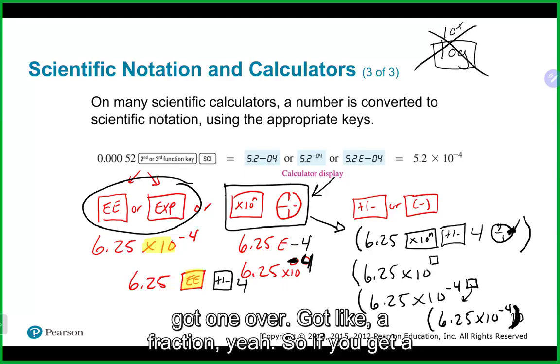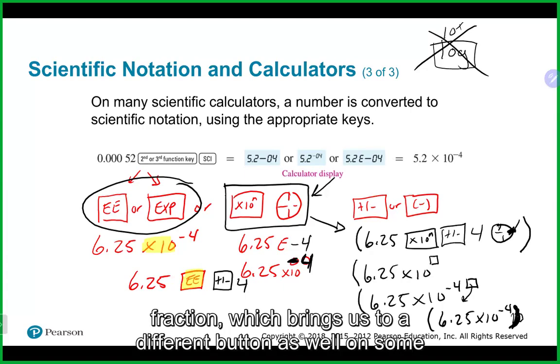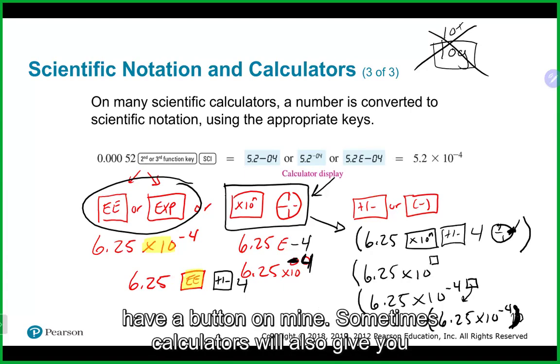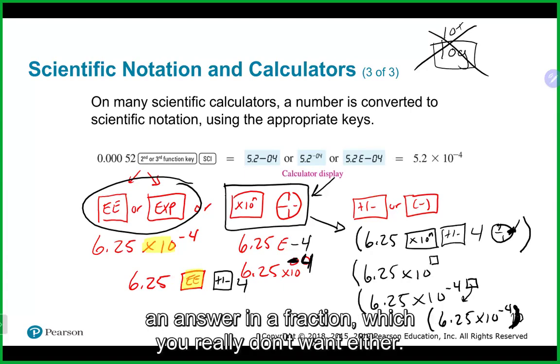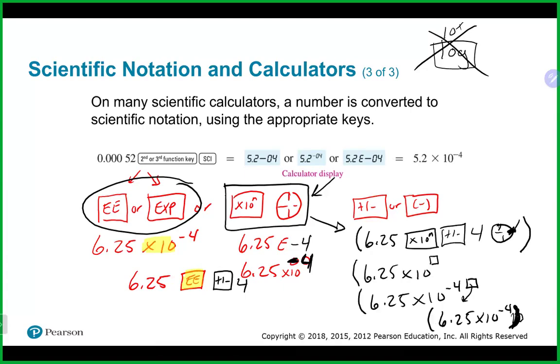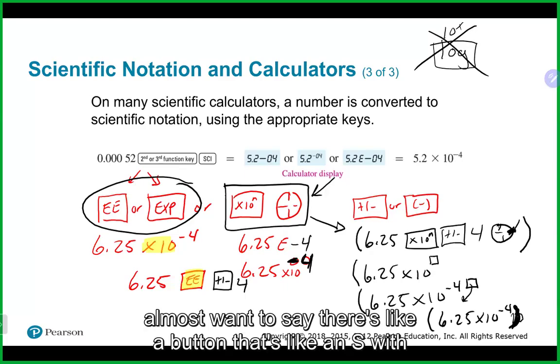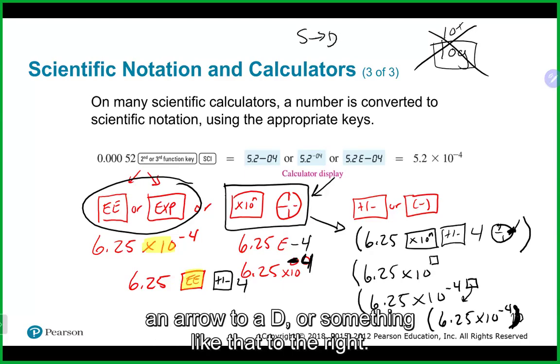You got 1 over, you got like a fraction. So if you get a fraction, that brings us to a different button on some people's calculators. Sometimes calculators will give you an answer in a fraction, which you really don't want either. There's usually a button, I'm trying to see on mine where it's at. I almost want to say there's a button like an S with an arrow to a D or something like that to the right.